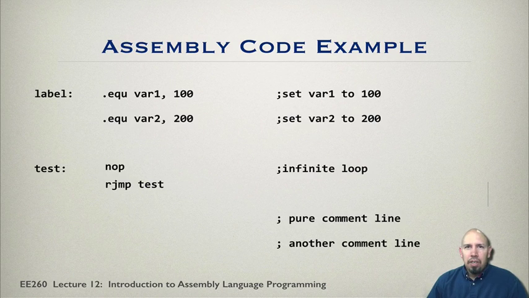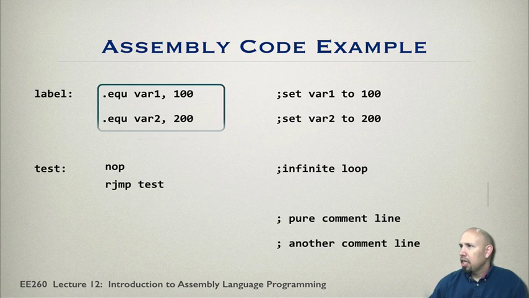Here's some example assembly code. And we'll definitely be getting lots of example assembly code as we go along. Again, at first it looks very strange, but there is method to this madness. In this particular case, we have a label, and we have what are called directives. These are not things that actually get executed. These are not converted into executables.